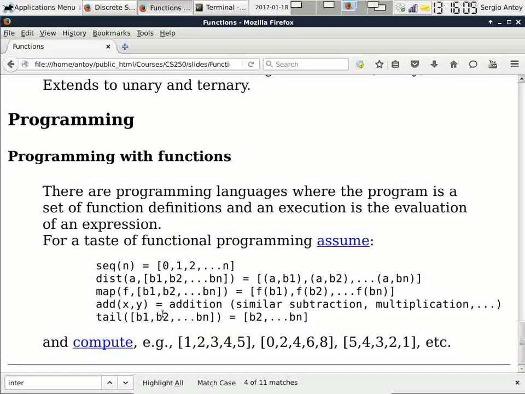And then I have normal functions. Add takes a pair, x and y, and computes the addition. And you have multiplication, division, and everything else. Tail, I don't know how many people know about sequences, but the tail is everything except the first element. So here if you have b1, b2, bn, you get b2, bn. Alright?